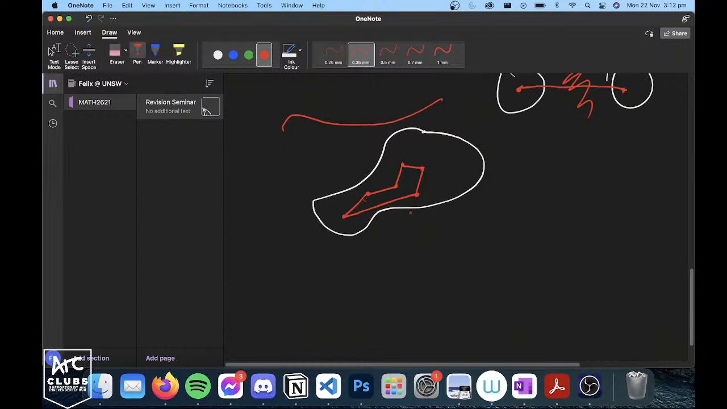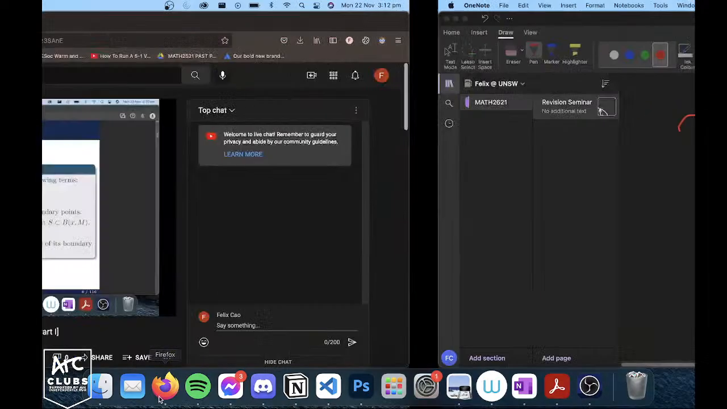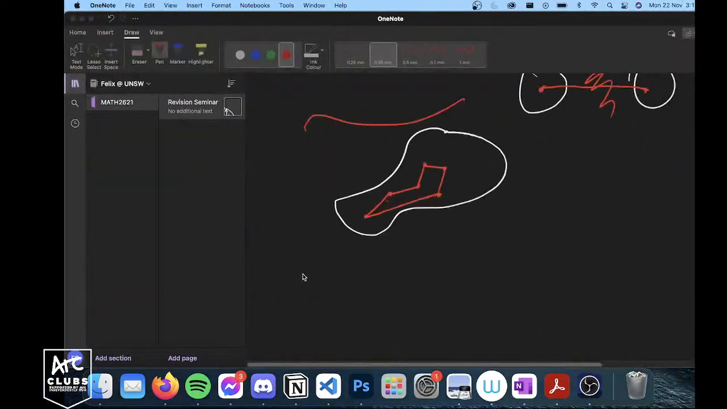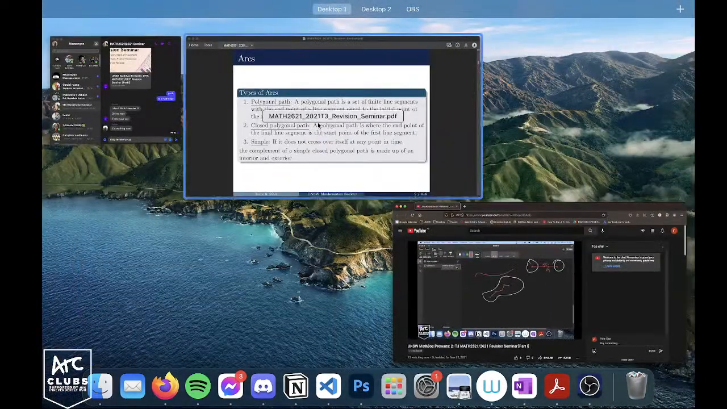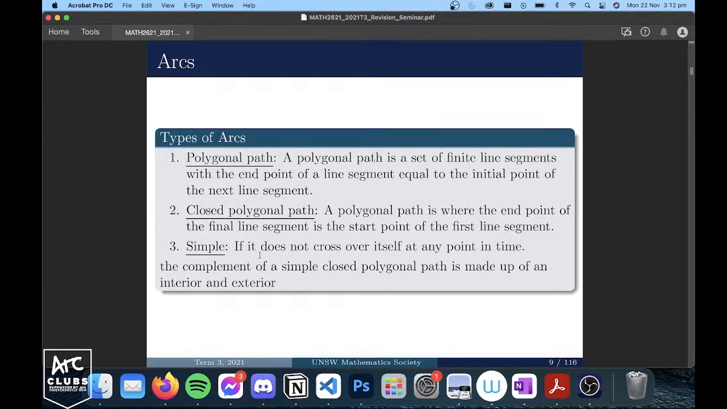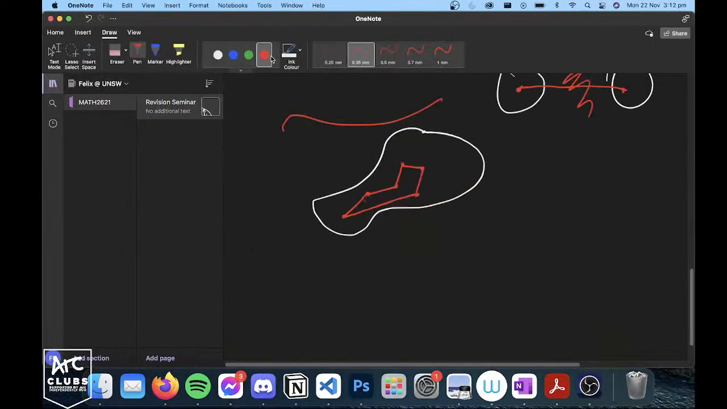Okay, so what else is there? There's also a simple property. Nope, wrong one. Maybe here. The simple property, which basically just says that this path doesn't cross itself. So an example of something that wouldn't be simple would be if it crossed itself like over here and then came back.